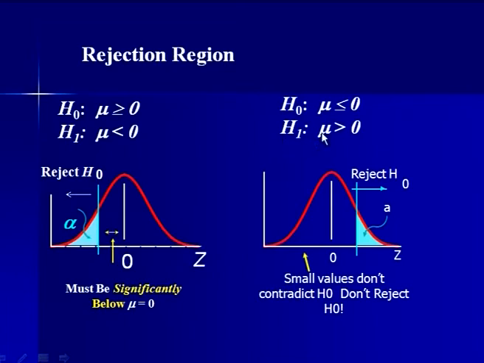In the second example, the alternate hypothesis is mu greater than 0, and the shaded area of the alpha is the right side of the normal distribution. If the value of the z statistic falls in this shaded area, we reject our null hypothesis.